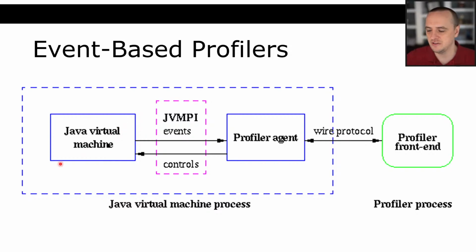Let's say we have the Java virtual machine. And JVMPI is this multiprocessor or parallel library that you can use for Java. It has events built into it that let you do some profiling. So you have some profiler agent, you have a front end, and what happens is this agent runs in the background, listens for events, and then is able to profile your code even in real time sometimes. And so this is an event-based profiler.